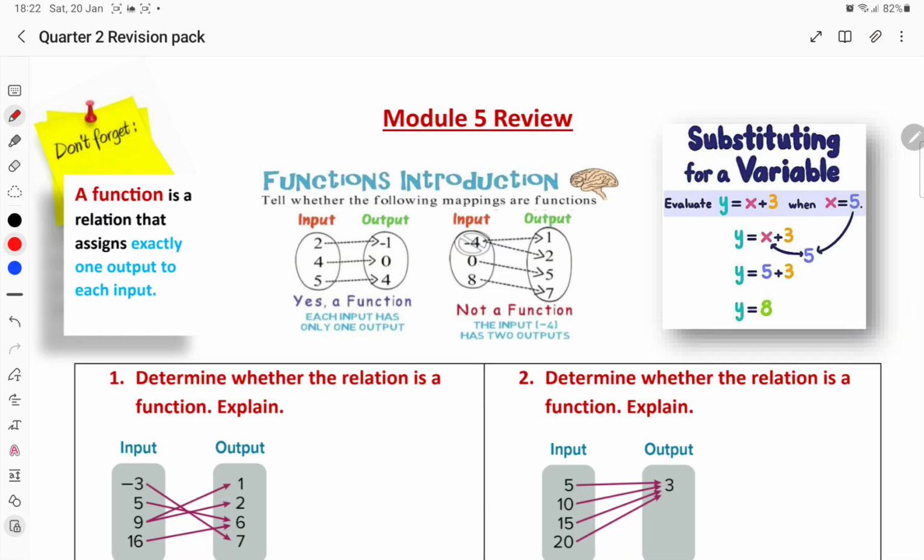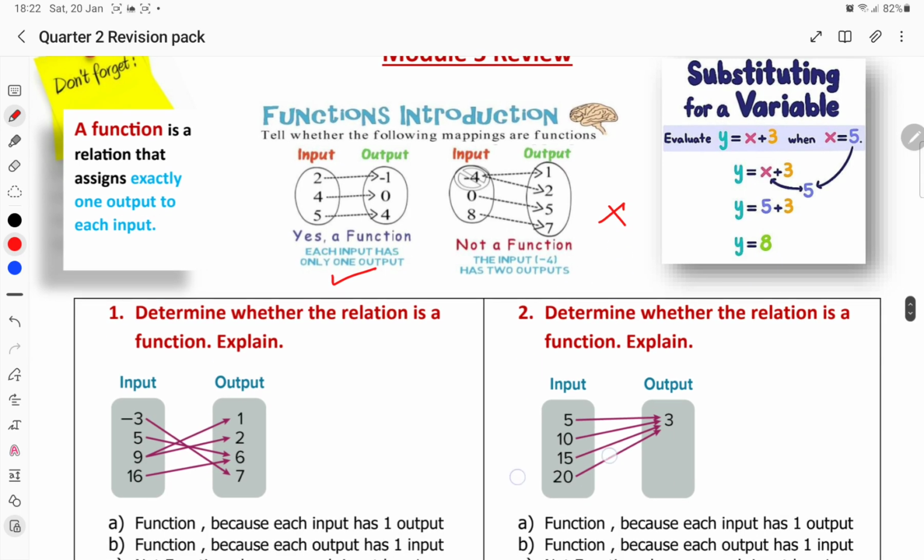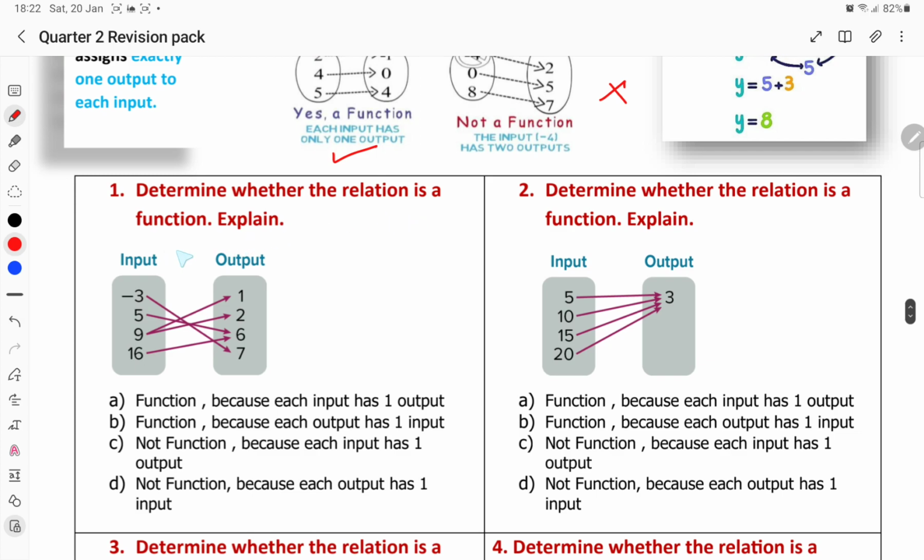Module 5, we have just talked about this part. Each input has one output, so yes, it's a function. If an input has more than one output, this is not a function. This is what this one is, not a function. Very good. So determine whether a relation is a function or not. Take care. The negative 3 has one output. The 9, the input has how many outputs? 2 outputs. So this one is not a function.